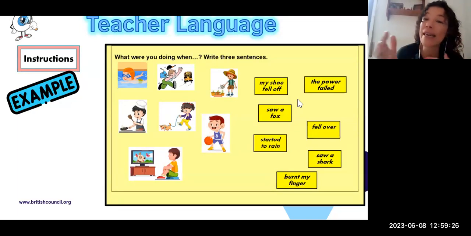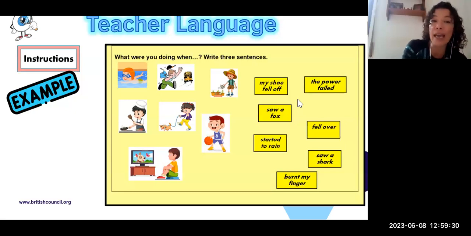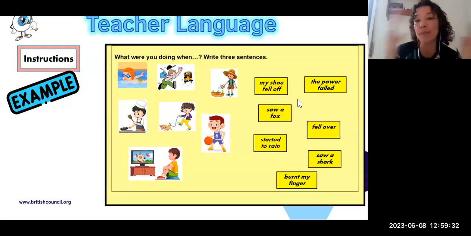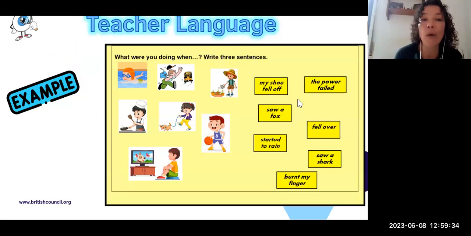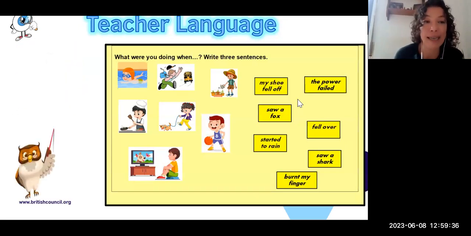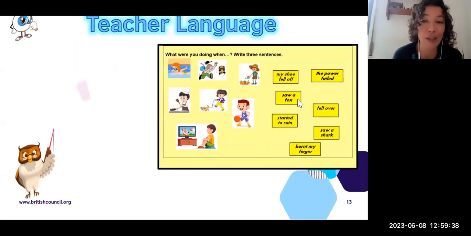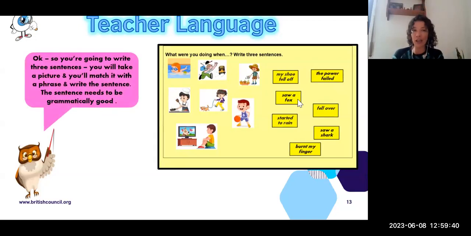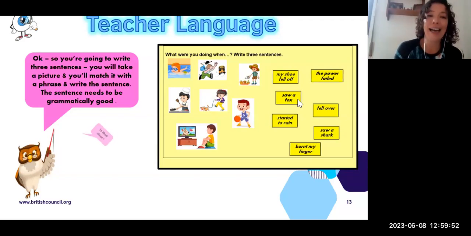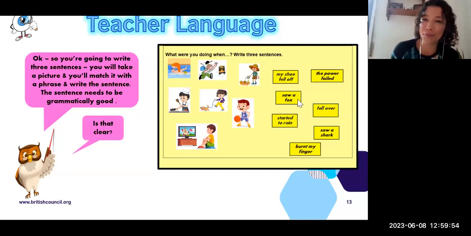So this activity, they'd done some grammar work before, using then the past continuous and past simple. And then they wanted them to do this practice activity. So here we go. This is what the teacher said. They said, okay, so you're going to write 3 sentences. You will take a picture, you'll match it with a phrase and write the sentence. The sentence needs to be grammatically good. And then they said, is that clear?